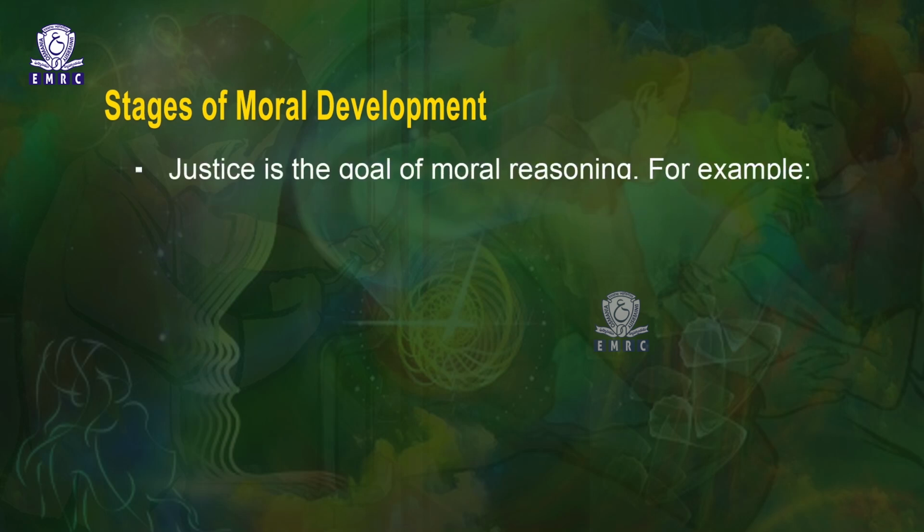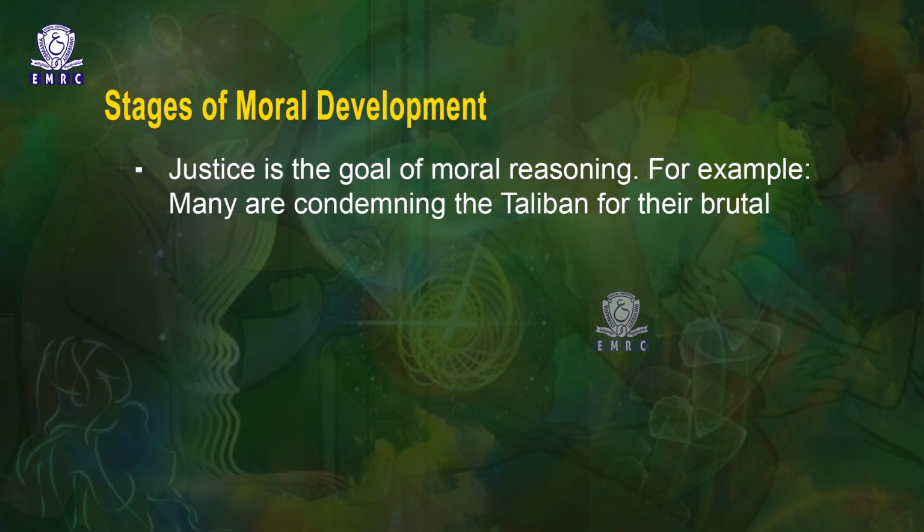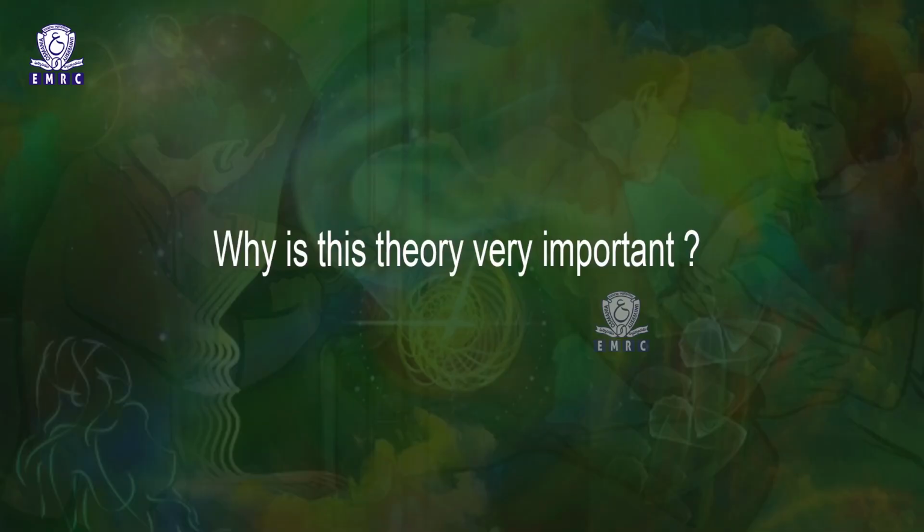And the last one is justice is the goal for moral reasoning. For example, many are condemning the Taliban for their brutal punishments. So again, judgment according to each one would differ. So this theory assumes these 4 aspects. And now coming to why this theory is very important. It's because it attempts to explain why we do what we do and helps to maintain that people can grow and mature morally. And coming to the stages, there are 3 stages of moral development.